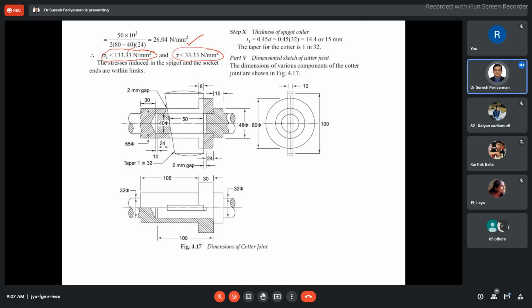Now this is the last step. Thickness of the collar. Spigot collar thickness T1 is equal to 0.45 D. Finally, whatever we discussed, we have to identify in the quarter joint diagram. We have to draw the diagram clearly and identify the component dimensions in the diagram. Okay, I stop it here.